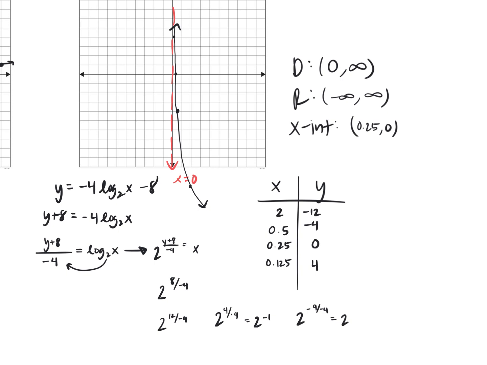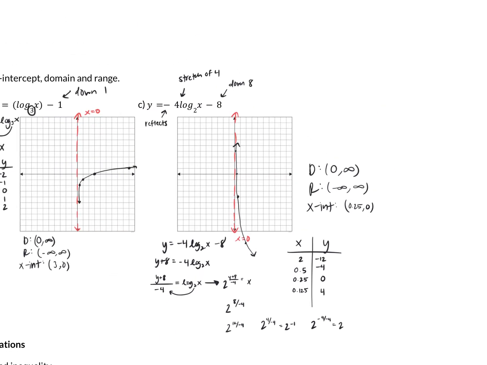If we didn't find it evaluating it on our table, we could also set this equal to 0 and solve it. Back up here, I mean, our y value equal to 0, and we could actually solve that and get our x value, okay?